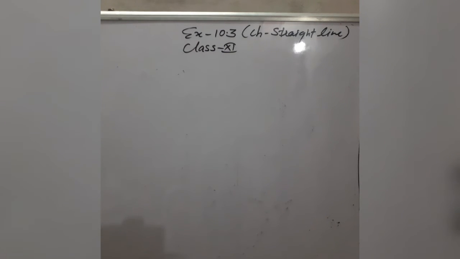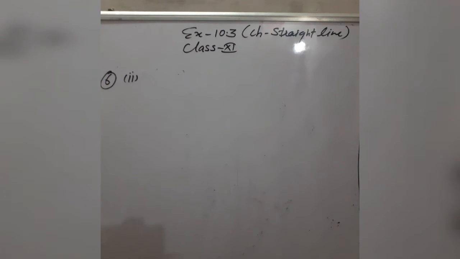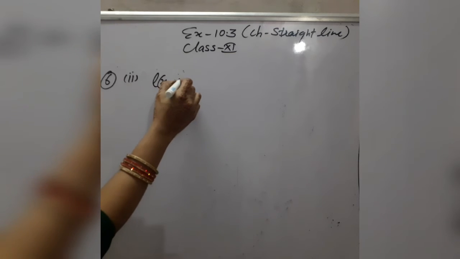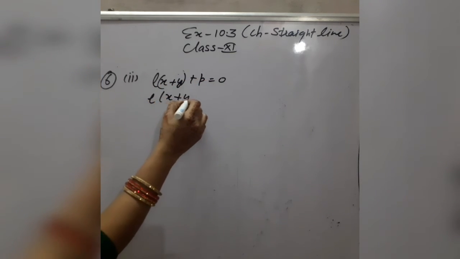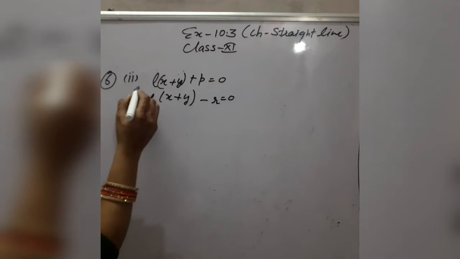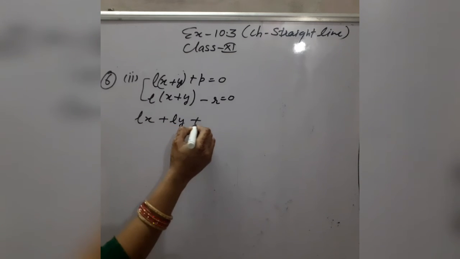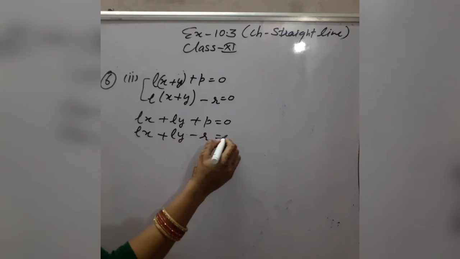In question number 6, find the distance between two parallel lines. Two parts are given to you. I will do only the second part. The first part you will try yourself. Distance between two parallel lines. The first line is lx + y + p = 0. The second line is lx + y - r = 0. So here you can rewrite these lines as lx + ly + p = 0, and the second is lx + ly - r = 0.